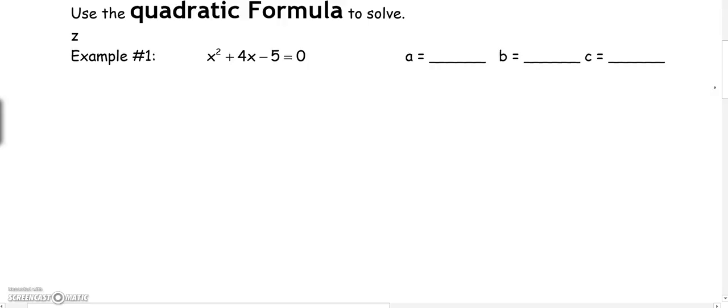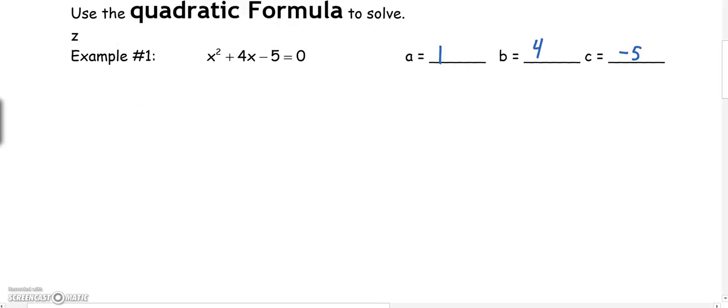In number 1, we have the equation x squared plus 4x minus 5 equals 0. So first we need to identify our a value, our b value, and our c value. Remember, the a value is always in front of our x squared, so in this case it's a 1. The b value is always in front of the x, which is 4. And then the c is the constant that's not by a variable. So our c value is negative 5.